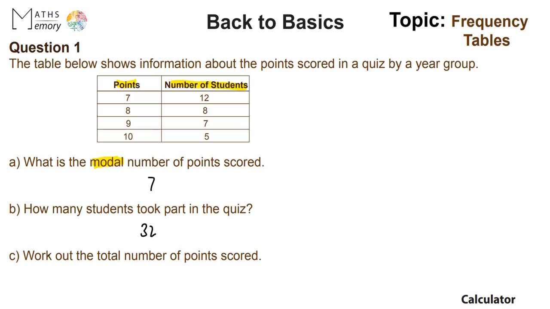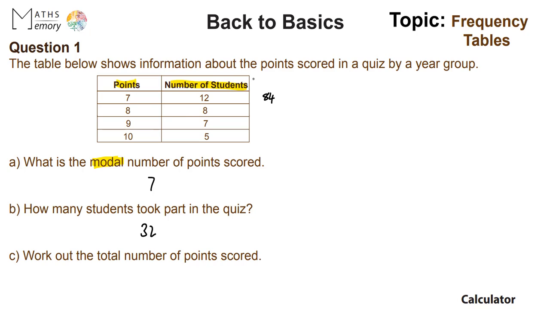Next question, part C. Work out the total number of points scored altogether. So how many were scored altogether in total by these 32 pupils? To do that, we're going to add a new column over here. And this sets the scene for one of the M's, mean, either mean, median or mode. We're going to see in a second in this section to come. So first of all, how many points were scored in total by these 12 students? We do 7 times 12, 84.